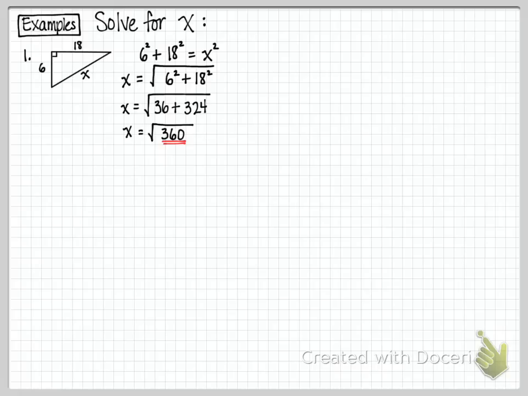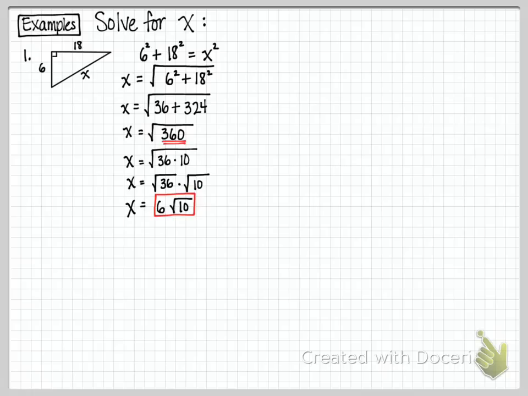Simplifying the square root. Do not put that in your calculator to just get a decimal answer. You need to actually simplify this. So the square root of 360 is the square root of 36 times 10, which is the square root of 36 times the square root of 10. We're factoring out that perfect square so that we can take the square root of 36, which is 6, and so the answer is x equals 6 square root of 10.